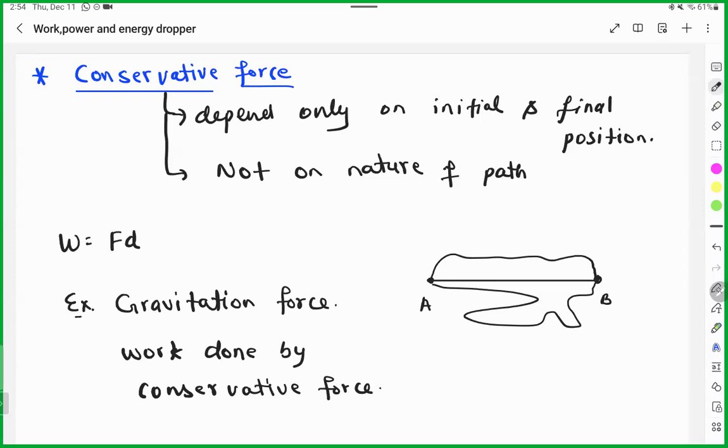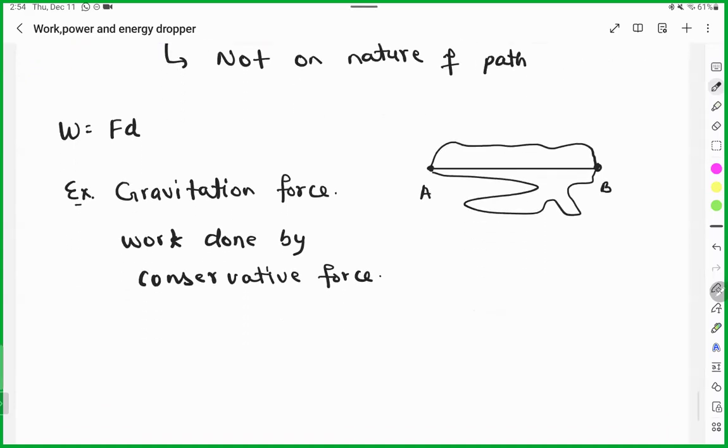Example, friction. Friction is not a conservative force. Its value will vary in every situation because force is changing. Understood? Yes or no? Yes, sir.